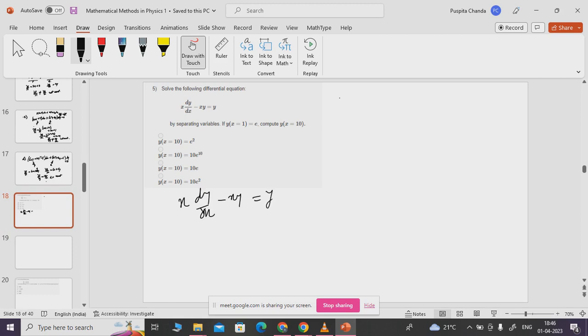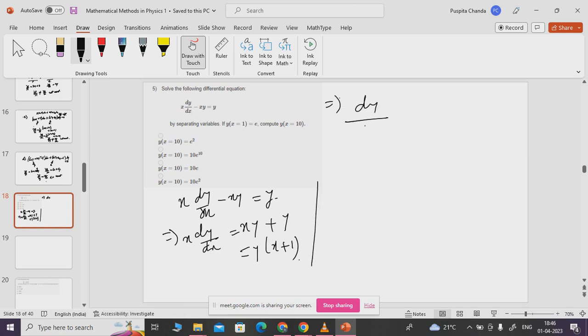Solve the following differential equation by separating variables. Separating variables means separating x and y. So we need to separate the variables. We will take the xy term to the right hand side and take y common, y(x plus 1). Now it is easy to separate the variables.